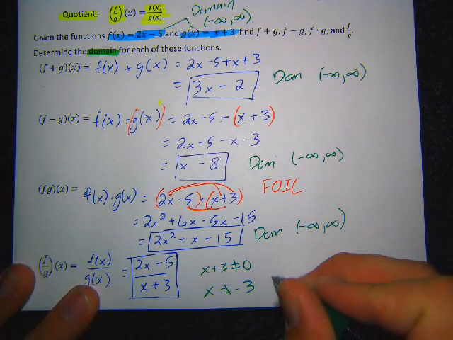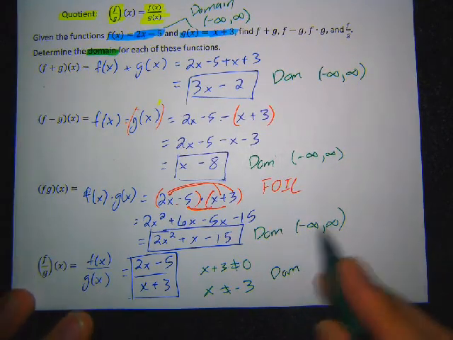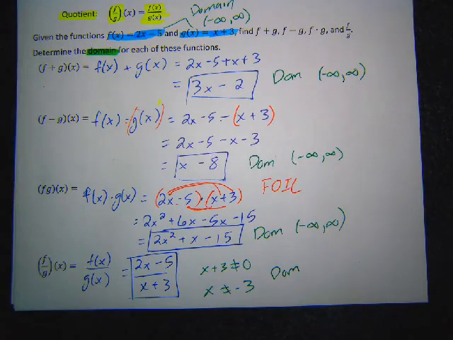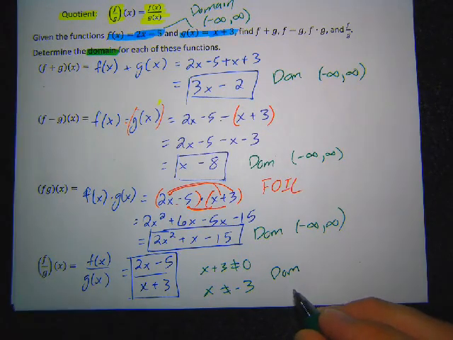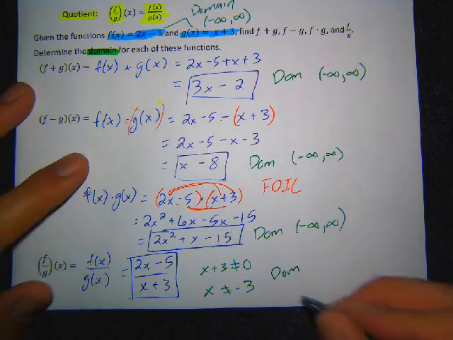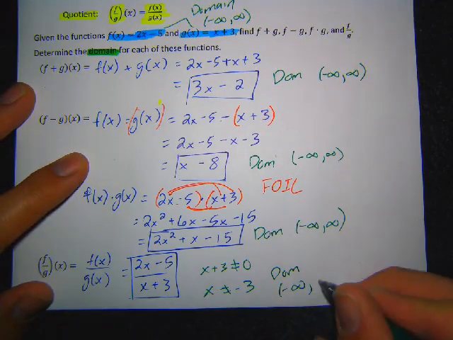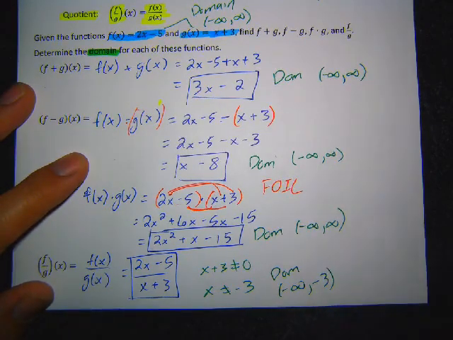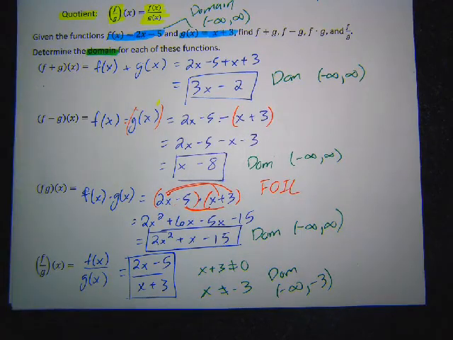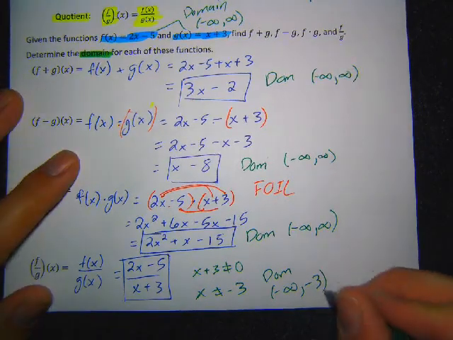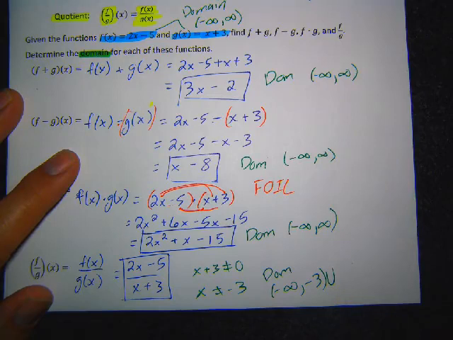So the domain for this last one is not going to be negative infinity to infinity, because we have to take out the negative 3. Now, everything else works besides negative 3. So we can start from negative infinity, and we go right up till we get close to negative 3, and then we stop. Remember that parentheses means we get close to negative 3, and then we stop. We don't quite reach it. We'll jump right over top of it, because we don't want to include the negative 3.